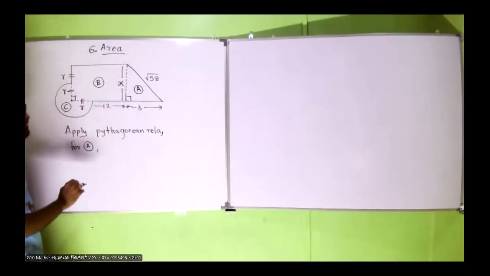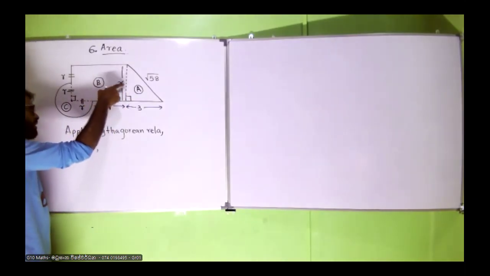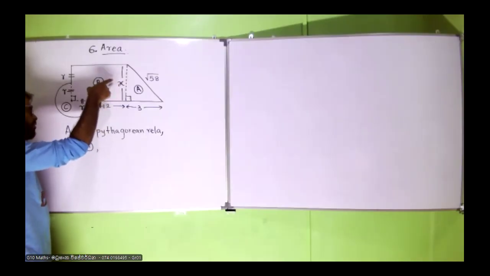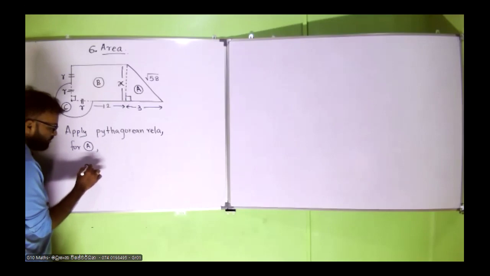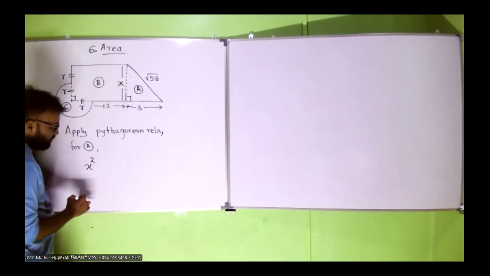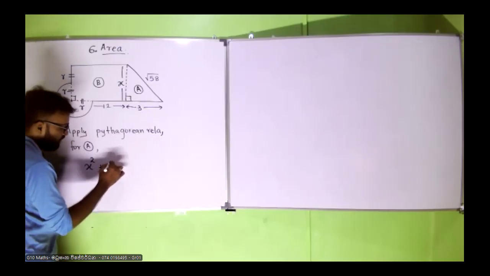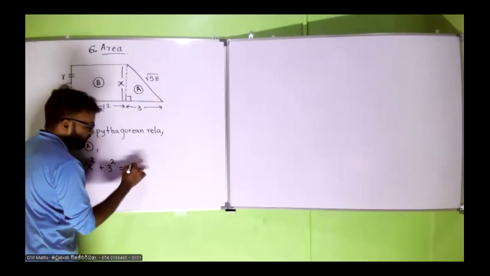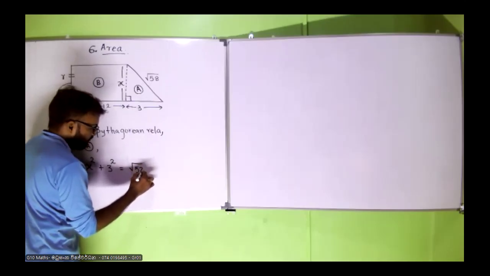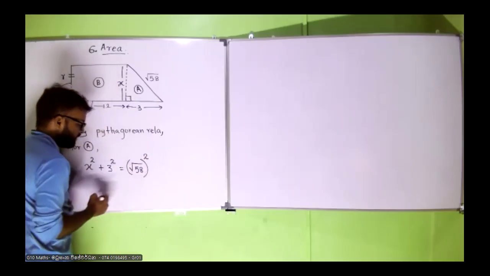That is my right angle triangle. So I have to find this one. What did I tell you earlier as a best practice? Keep it on your left hand side. So x squared plus 3 squared is equal to the square root of 58, squared.